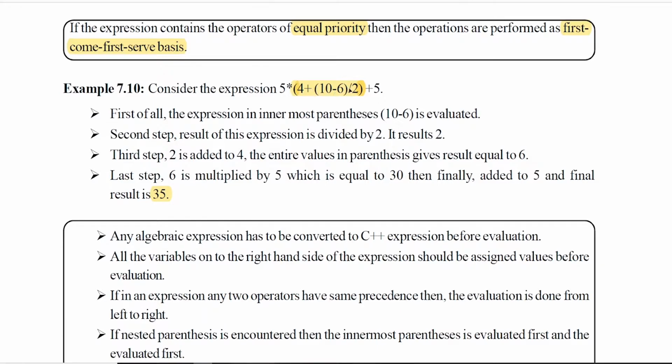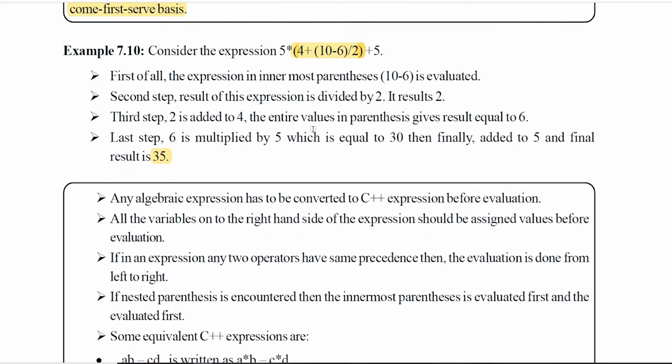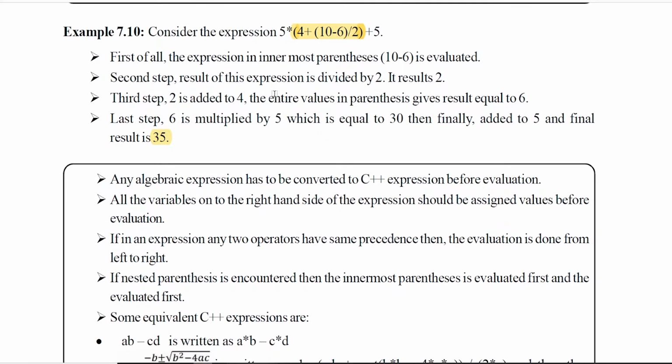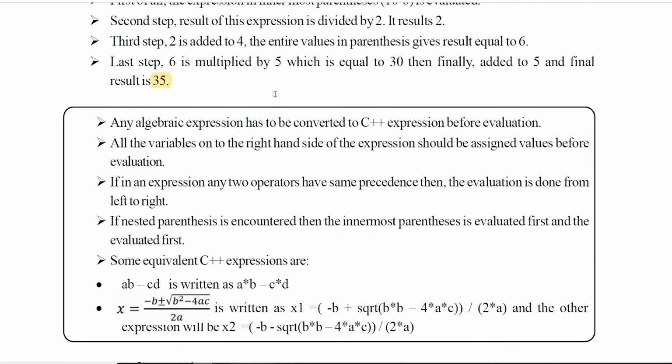We have plus and we have a division, so we have to do the division first. Then it will give you 2. Then you end up with this parenthesis, 4 plus 2 is 6. So this whole thing will be 6 now. Then we have 5 into 6 plus 5, where multiplication has higher precedence, 30 plus 5. Very simple. That's how the evaluation of an expression is done. This is just an example according to the precedence of operators.